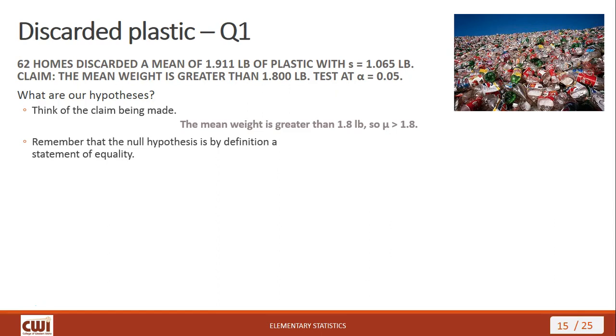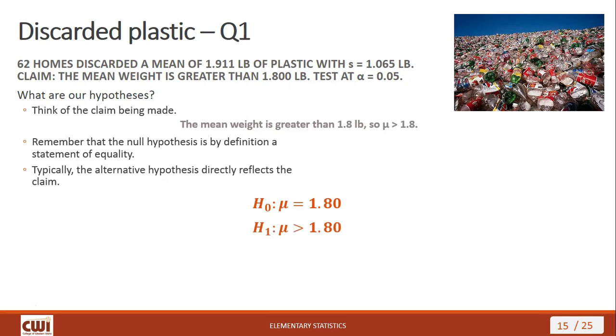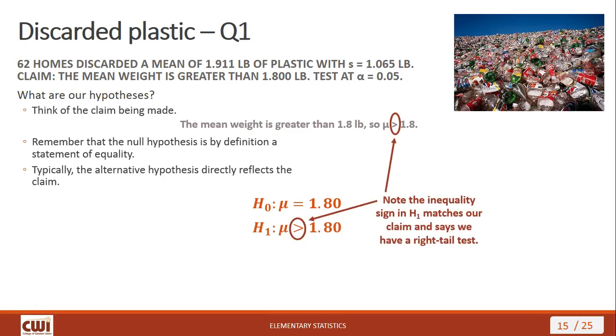Remember, the null hypothesis is by definition a statement of equality. So we're going to set mu equal to that claimed value of 1.8. Then the alternative hypothesis typically will directly reflect the claim. In this case, we just take the claim and turn that into our alternative hypothesis. So mu is greater than 1.8. Notice that we match our inequality signs.